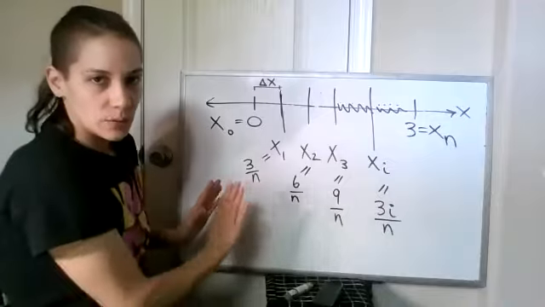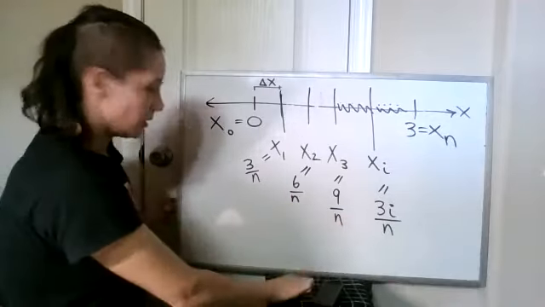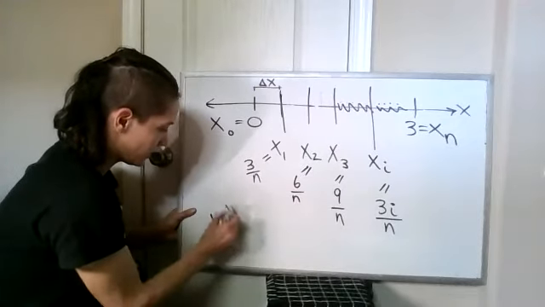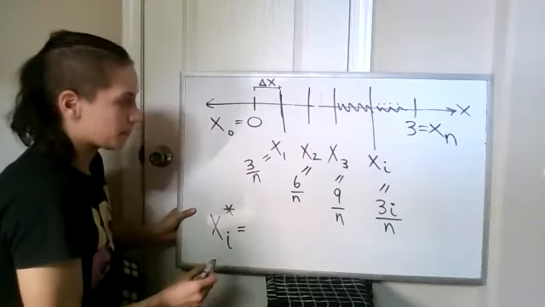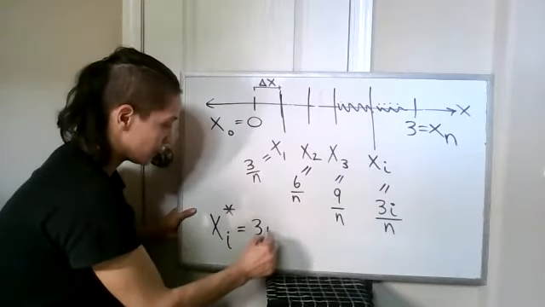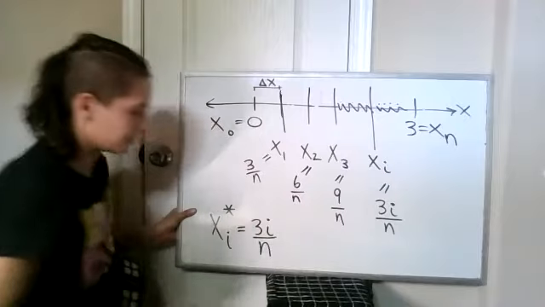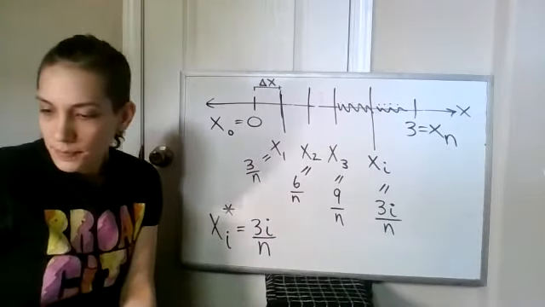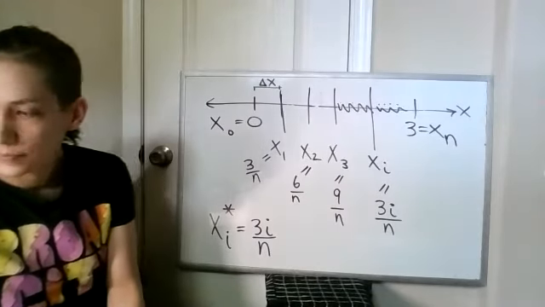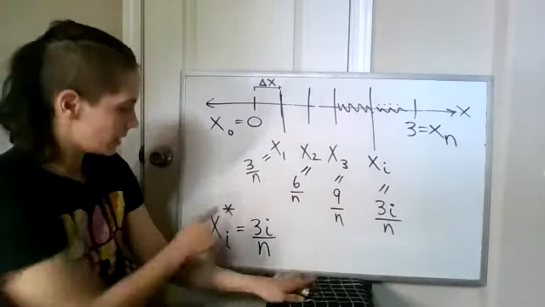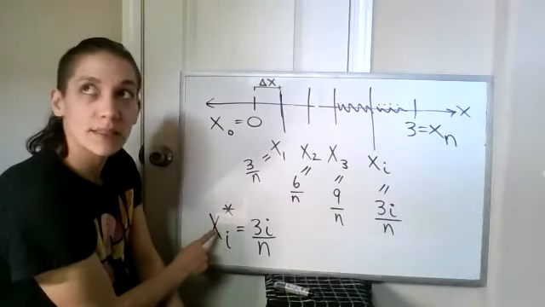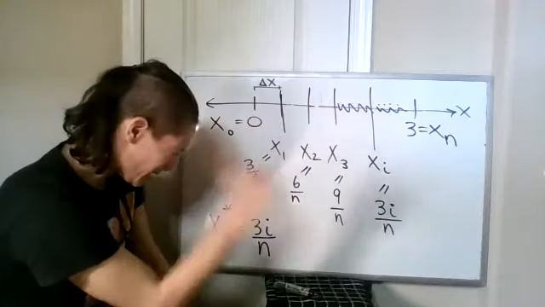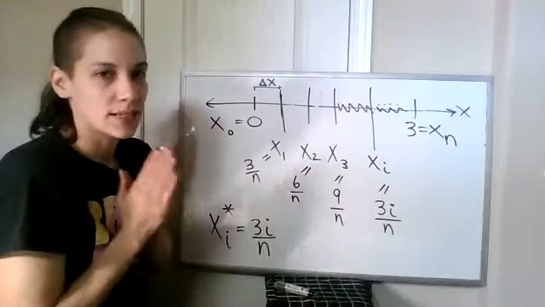Since we were choosing these right-hand endpoints, those are the sample points. Your x sub i stars will be 3i over n. All right, so putting this into that formula for the area, we have also found delta x, so we'll replace that piece, and then we'll just kind of simplify the limit.